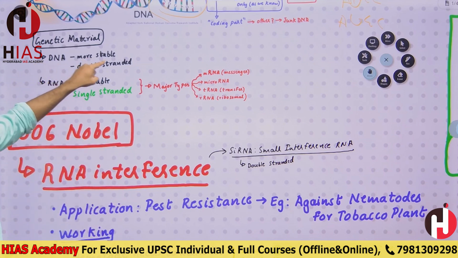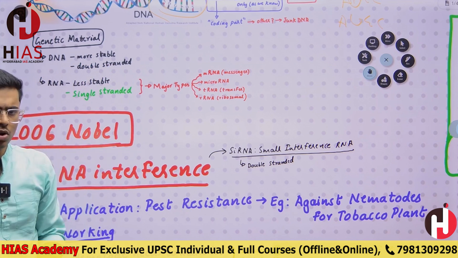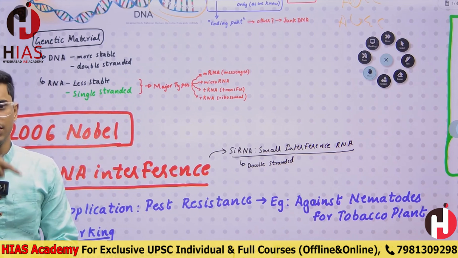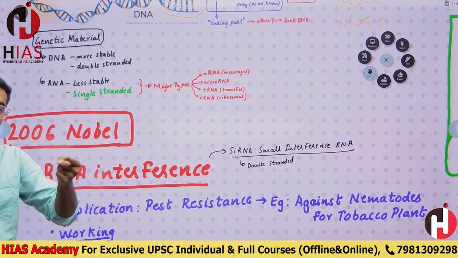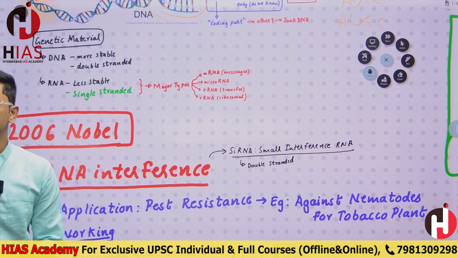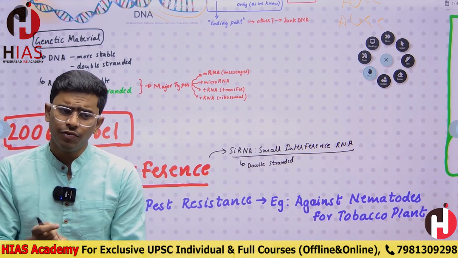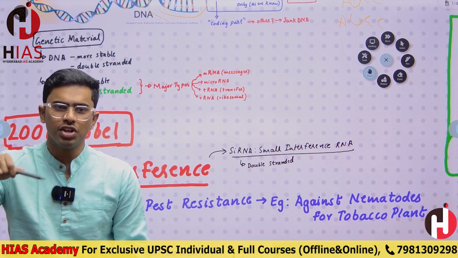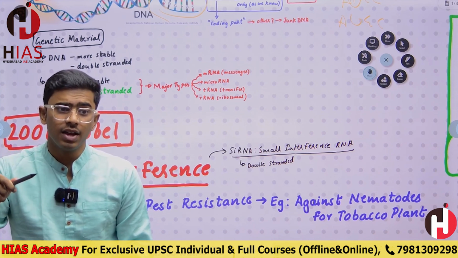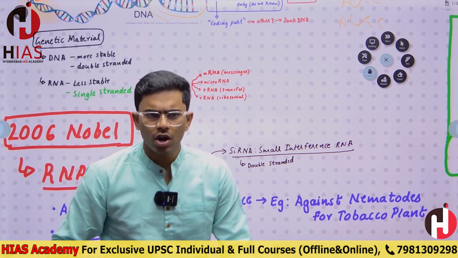So DNA is more stable. I'll tell you why it is more stable, because it's doubly stranded, right? You can't take away something from it. And RNA is relatively less stable. Now what do I mean by more stable and what do I mean by less stable? If I say something is less stable, then I mean that the rate of mutation in that particle is relatively higher. For example, COVID, coronavirus. What happens with coronavirus?